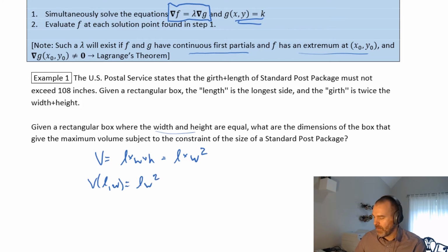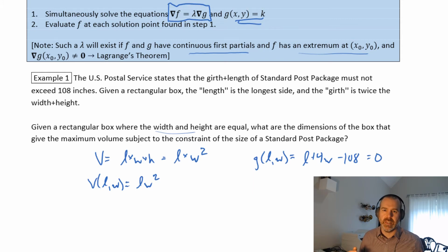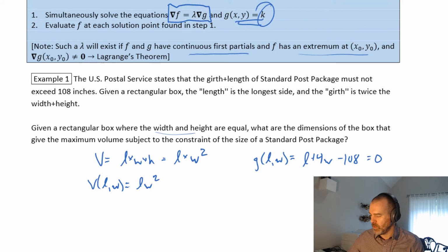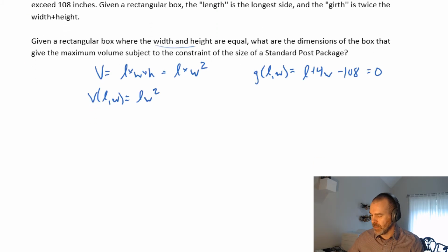And then we also have our g of L and w. You can do L plus 4w, you can do minus 108 equals 0. It doesn't really matter, because you're going to be finding the gradient of that. Where the constant is, if you look up at the method above, you just have a constant on the right-hand side because you're going to find its gradient, and those derivatives would be 0 regardless, as long as that's a constant.